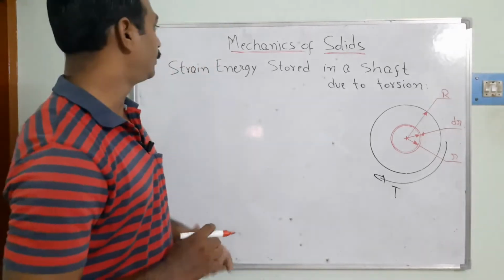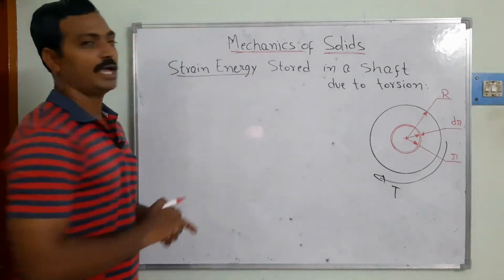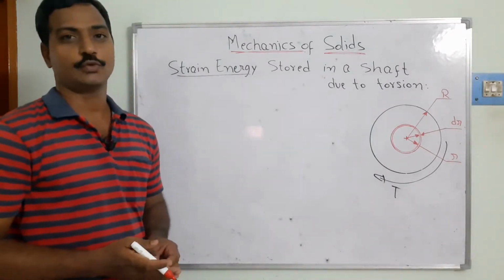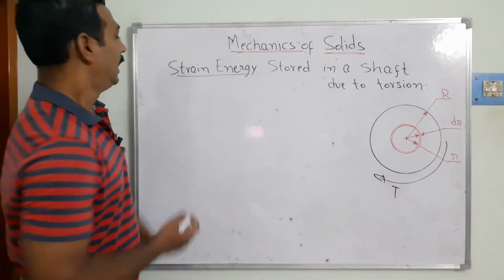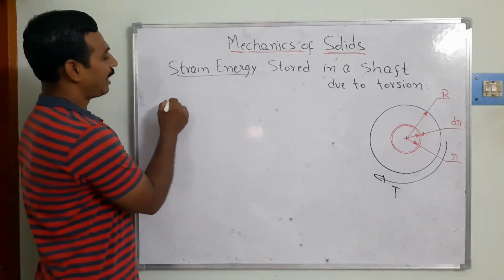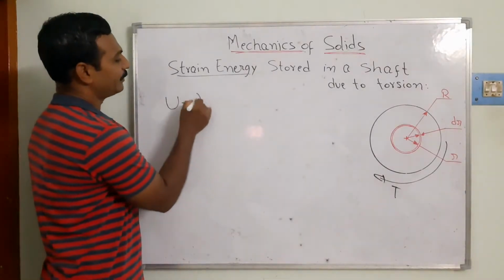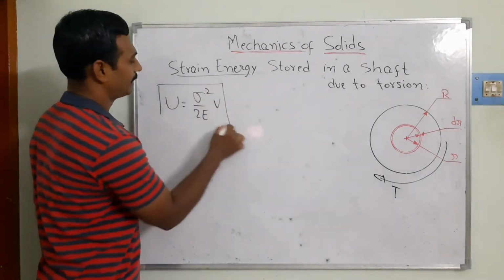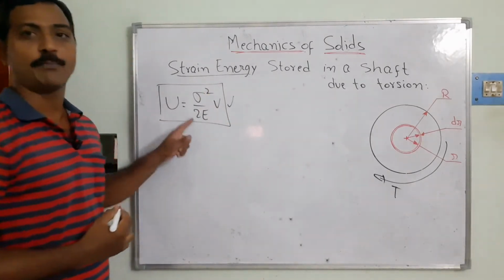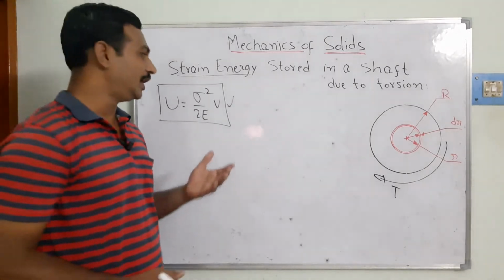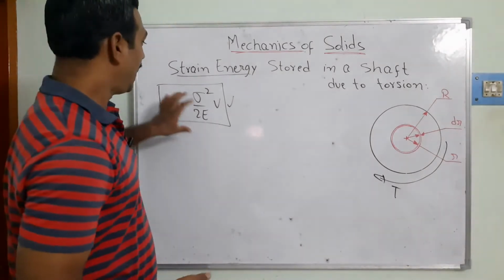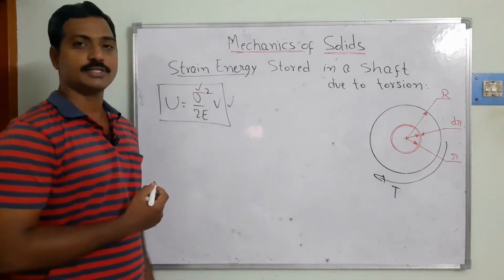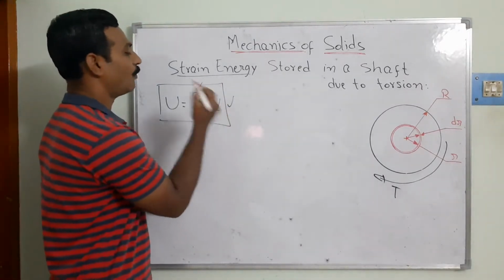Now we need to find out the strain energy in a shaft. For this, as we know, when the member is subjected to tensile forces, the strain energy is equal to sigma square by 2E into volume. This is the equation we borrowed from the strain energy in the previous videos, so I am going to use this one. Here sigma is the stress developed, E is Young's modulus, and the volume of the body.